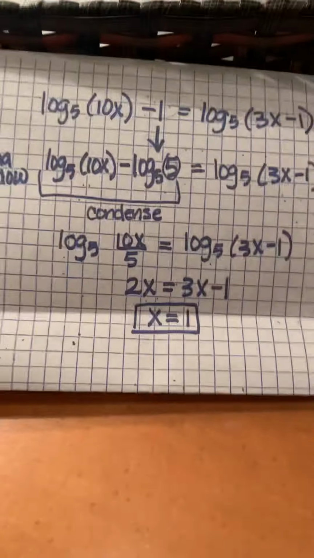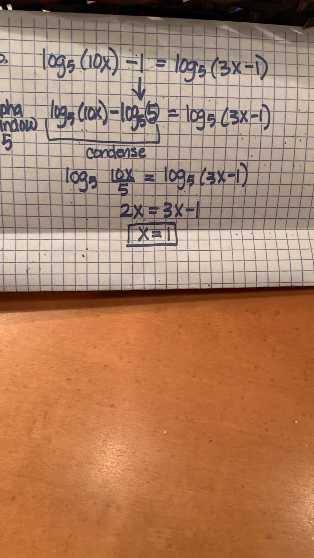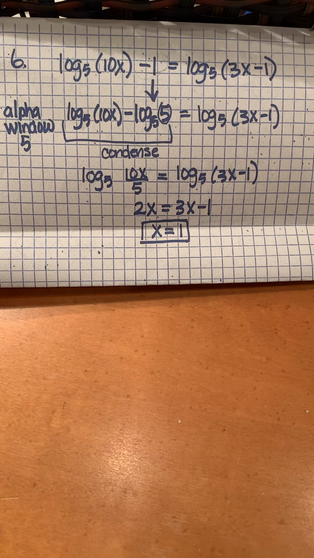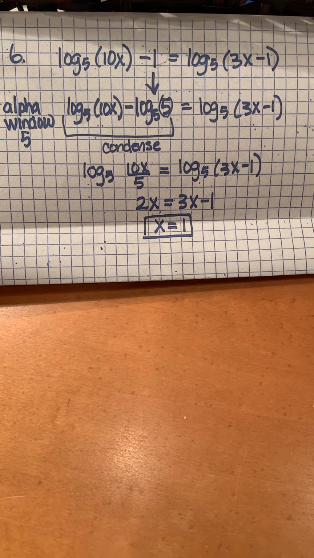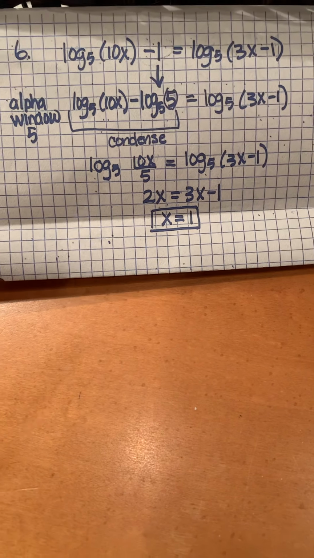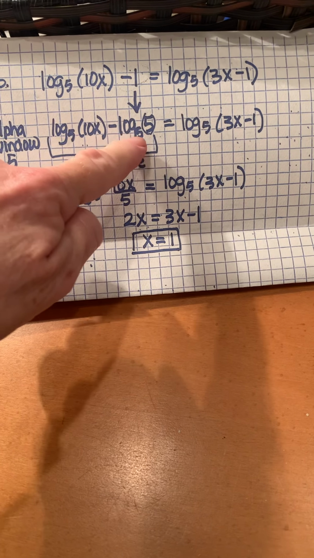My next problem is problem number 6. And in problem number 6 in the notes, you can see it right here. I'm going to hold this up. I took the log base 3 of 10x and then minus 1 equals the log base 5 of 3x minus 1. I had to condense the left side of the equation, but first I had to make a substitution right here. And 1 can be written as log base 5 of 5.